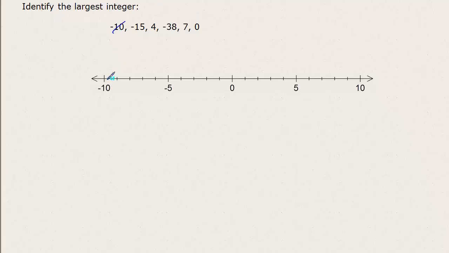So negative 10 is just here. Negative 15 would be to the left of negative 10, it's more negative. 4 is just here. Negative 38 would be a long way to the left. 7 is just here. And 0 is here. So we can see 7 is the furthest to the right, and therefore 7 is the largest.